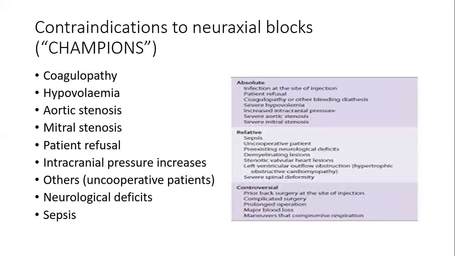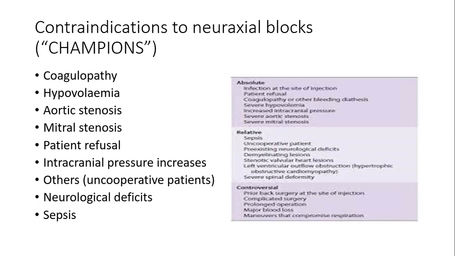Under absolute: infection at the site of your spinal injection, patient's refusal, coagulopathy or other bleeding diathesis, and there have been some controversies about whether coagulopathy should actually be absolute or relative. Severe hypovolemia, intracranial hypertension, and the fixed cardiac output states, severe aortic stenosis and severe mitral stenosis. These are traditionally considered as absolute contraindications to neuraxial block.